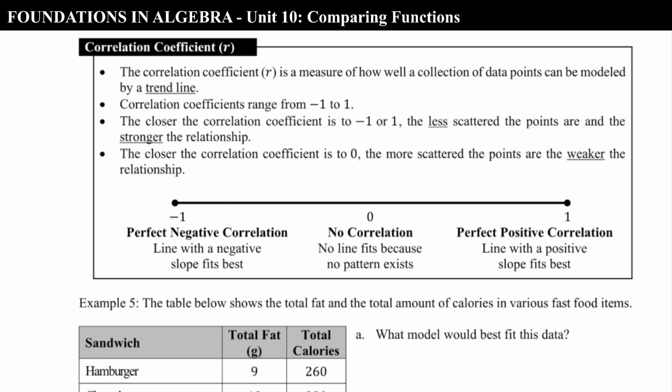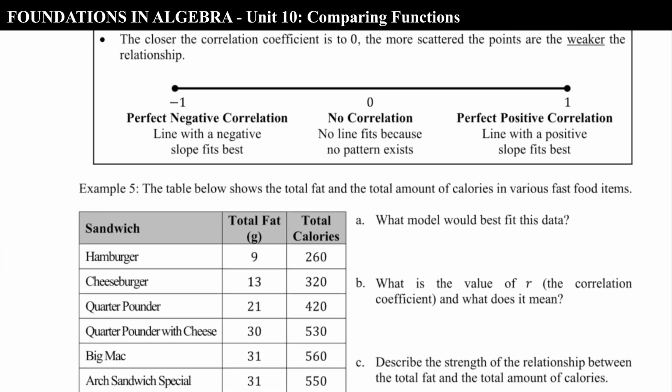So we have here kind of a line from -1 to +1. If you're close to -1 or if you're at -1, you have perfect negative correlation where the line with a negative slope fits best. If you had -1, every one of your points is going to fall on your trend line. Same with positive correlation, just in a positive slope. And then no correlation means that you have absolutely no pattern existing, and that would be indicated by a 0.